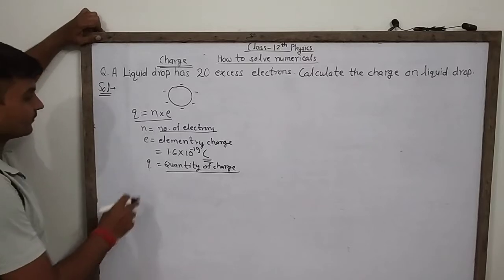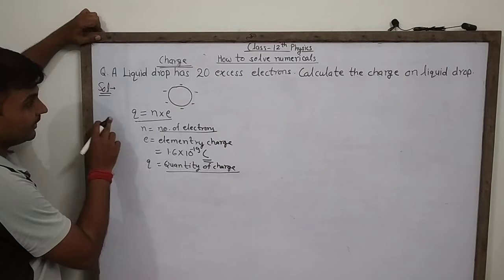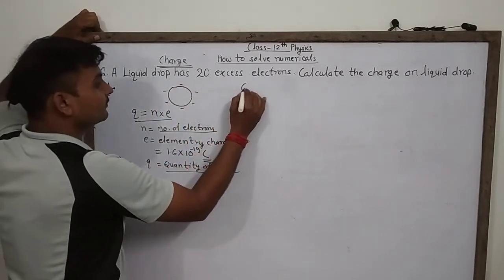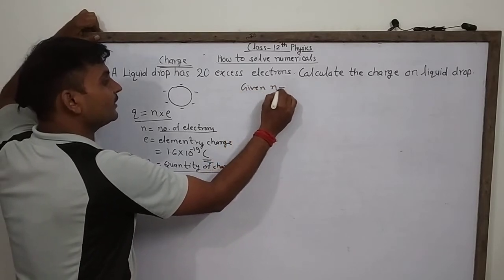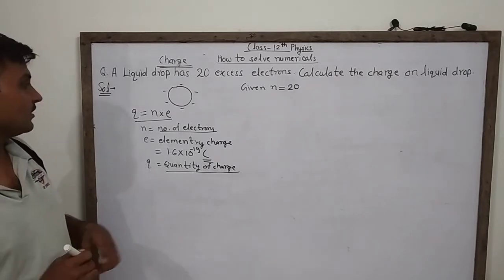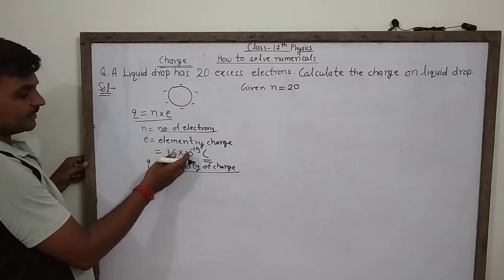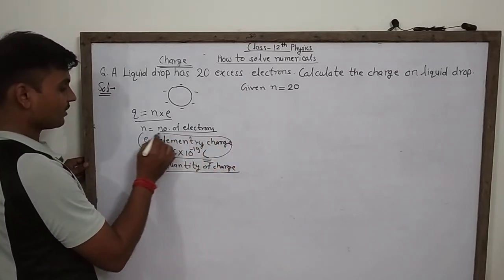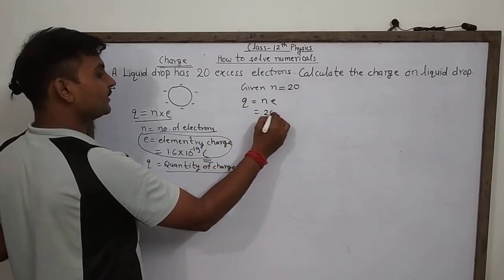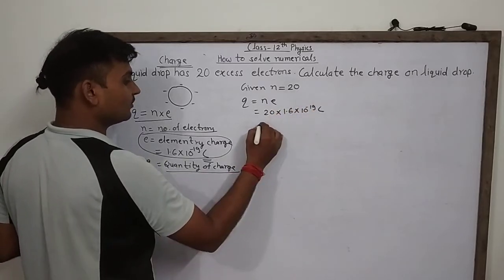Here you see that Q is equal to NE. In this formula Q equals NE, we are given that N is equal to 20. It means 20 electrons are in excess on that oil drop, and E is the elementary charge. Then we find Q, and Q is equal to NE, where N is 20 and E is 1.6 into 10 to the power minus 19 coulomb.